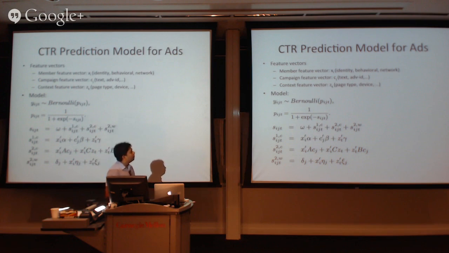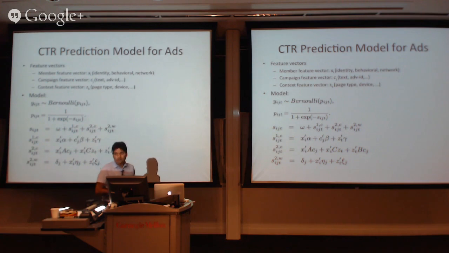Okay. Oh, sorry, there is a typo here. The T here is going to be K. I think there's a typo. It should be K, right? So this is the response when ad J is shown to user I in context K. So either this is a T. I guess let's make it a T because that's easier than making it K. Okay. So context is T.